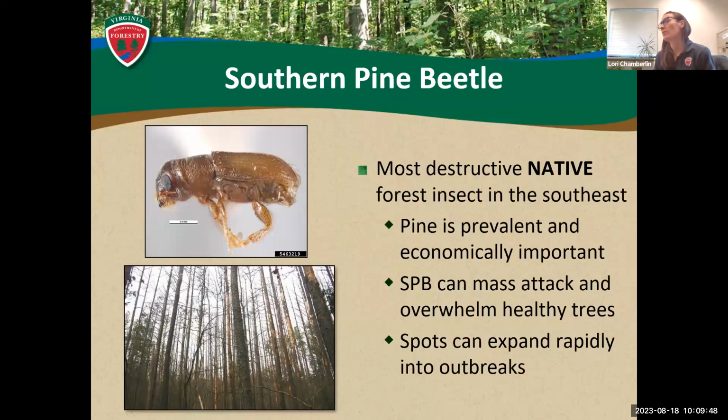So one of our pine bark beetles is the southern pine beetle. And the southern pine beetle is the most destructive native forest insect in the Southeast, where pine is prevalent and economically important. And as I mentioned, this is a native beetle, so it generally only attacks trees that are already stressed or weak or old, but it can mass attack and overwhelm healthy trees. And that's when spots can expand rapidly into outbreaks, and that's when we can see significant forest damage.